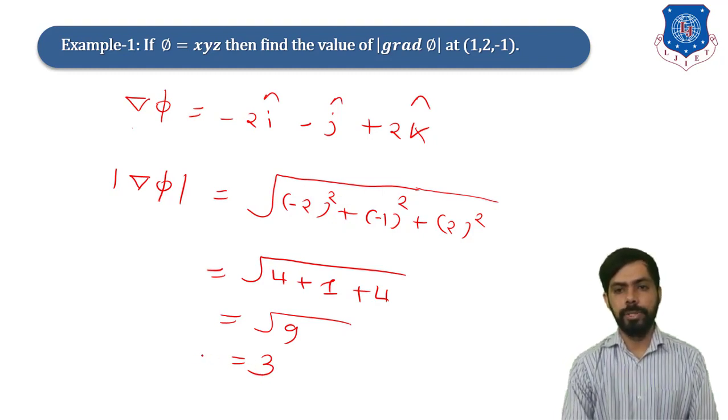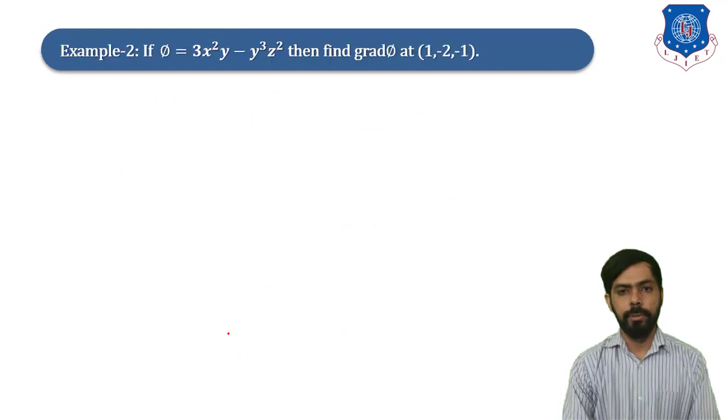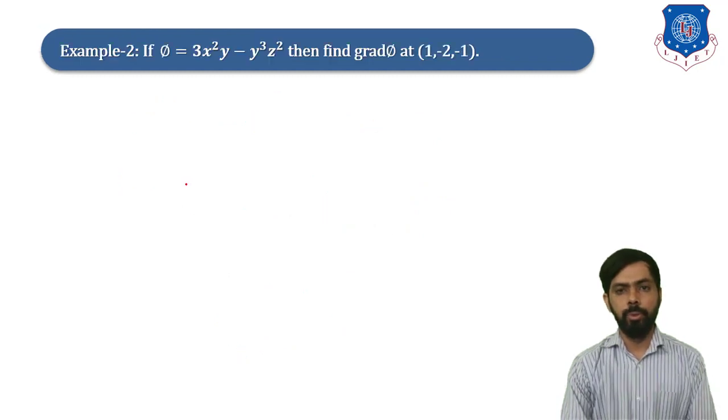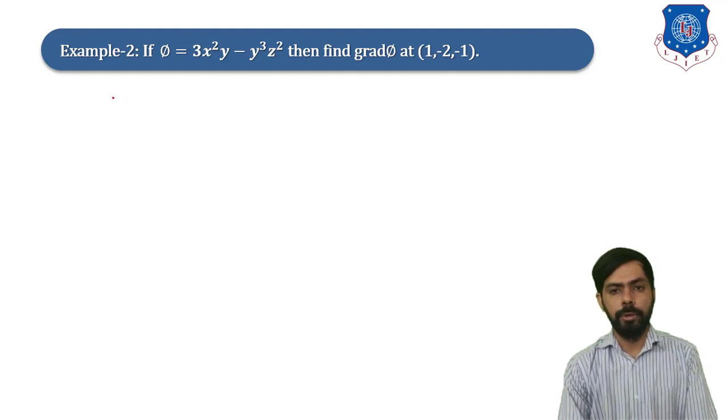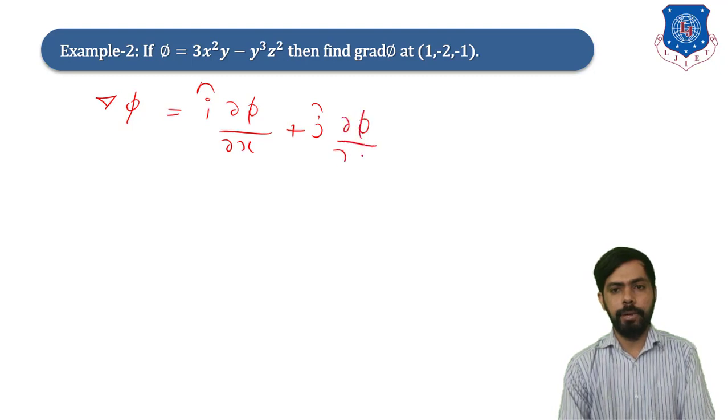Now let us discuss the second example. Example 2: if phi is equal to 3x squared y minus y cubed z squared, then find grad phi at point (1, -2, -1). First of all we have to find the gradient of phi, which is defined by i del phi by del x plus j del phi by del y plus k del phi by del z.